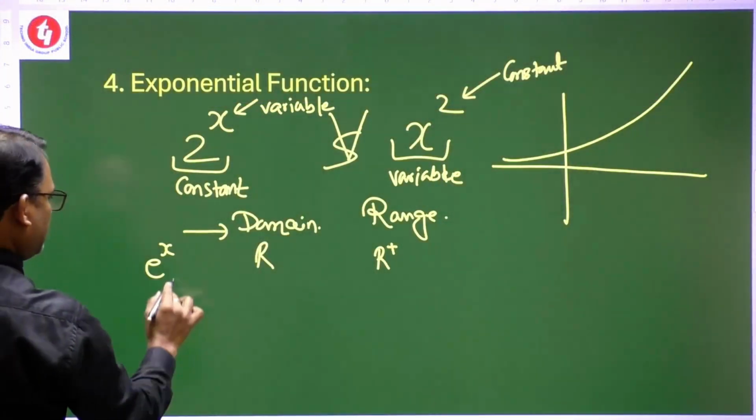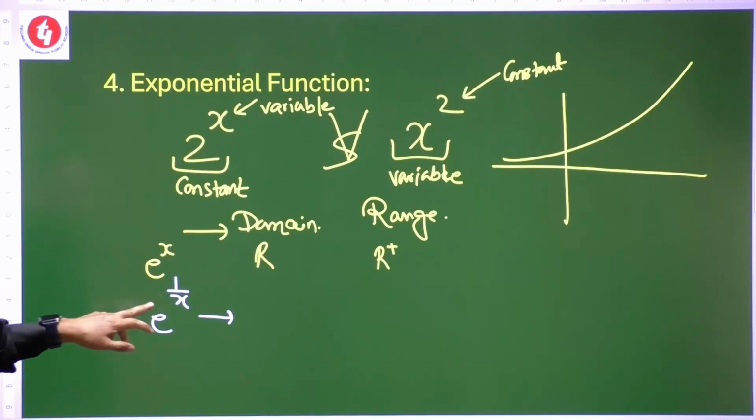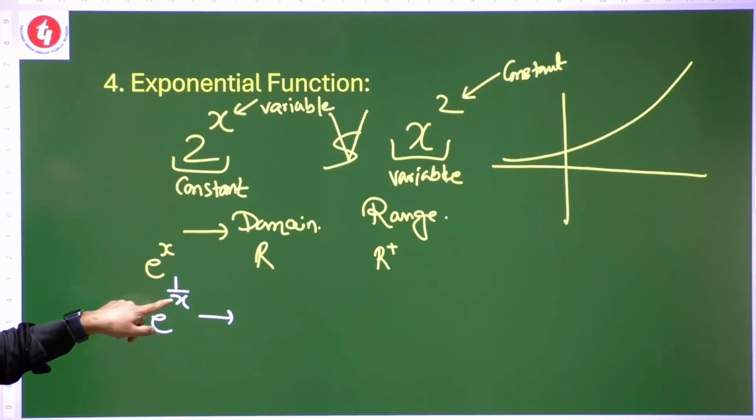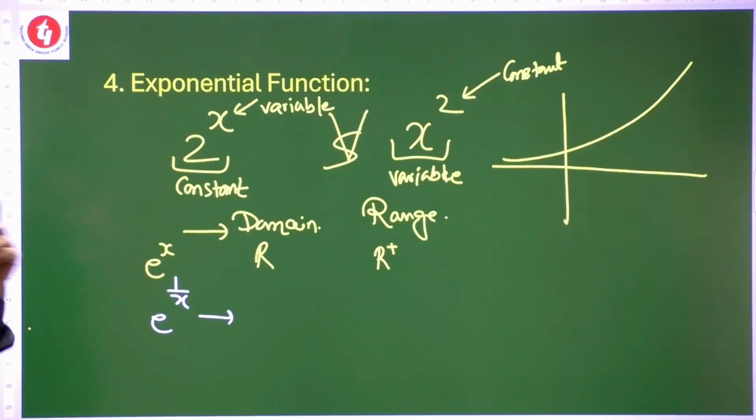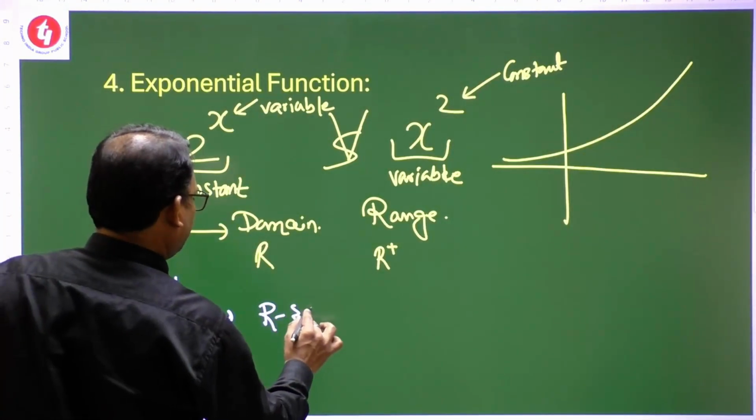If I have e to the power 1 by x, now what is the domain? In the case of e to the power 1 by x, suppose you put x equal to 0, then what will happen? 1 by 0 is tending to infinity. E to the power infinity tends to infinity. So in the domain, what is the restriction? Which number can I not put? 0. So the domain will be the set of all real numbers minus 0.